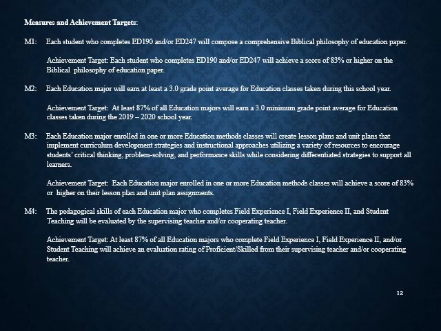And these are the measurements that are going to be used to check the progress in student learning outcomes. And these are measurable, definable criteria that the education department can use. Let's just look at the first one there. Each student who completes ED 190 and or ED 247 will achieve a score of 83% or higher on the biblical philosophy of education paper. That's something that we believe is important.